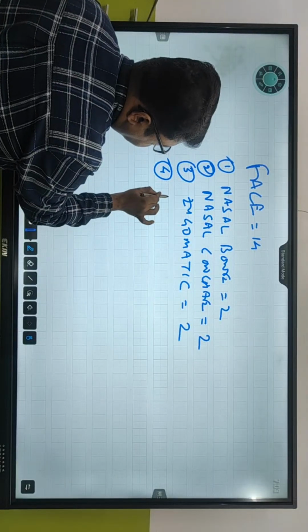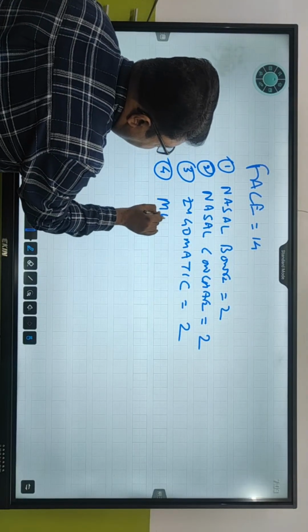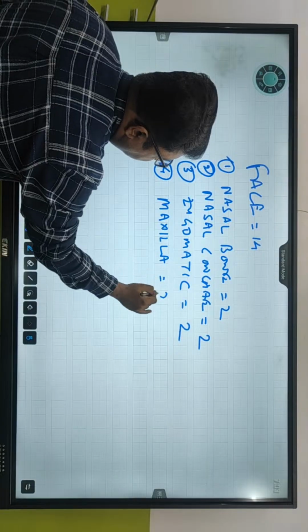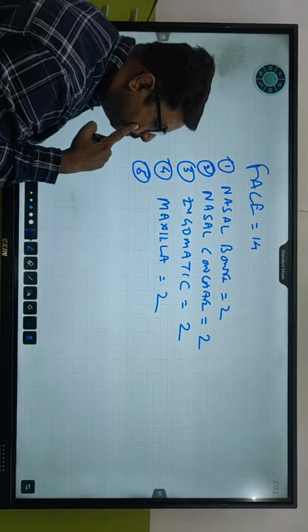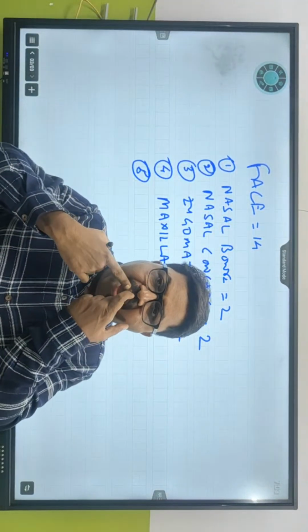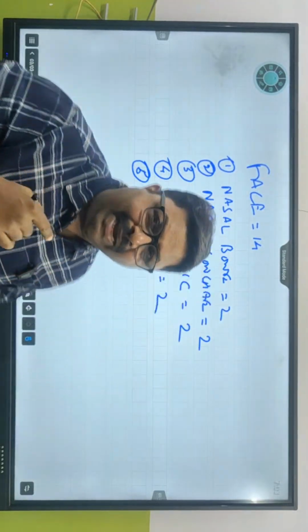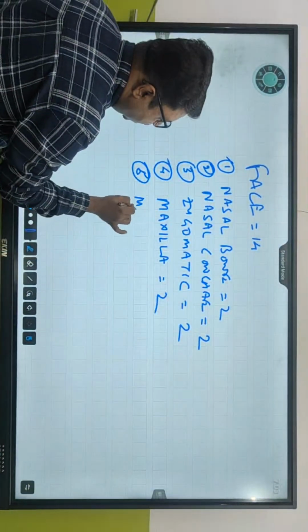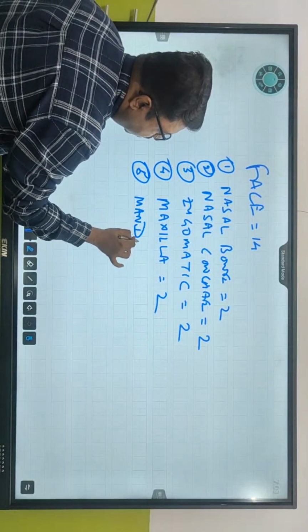Then we have got maxilla. 2 of the maxilla. Maxilla is the upper jaw portion. Fine. This is mandible. Lower jaw is mandible. So maxilla 2, mandible 1.